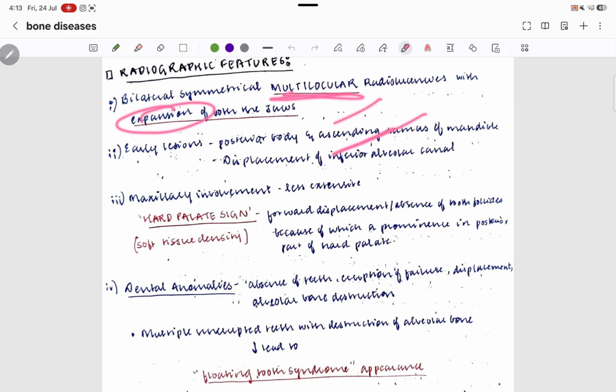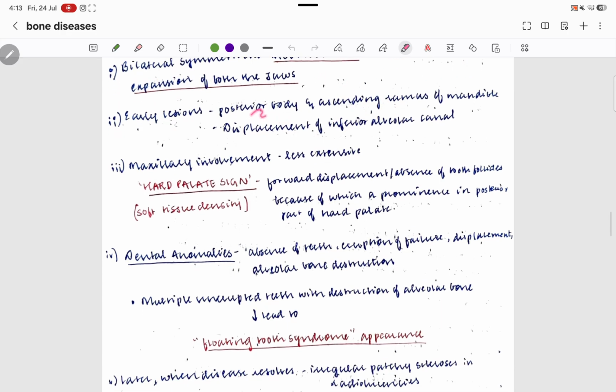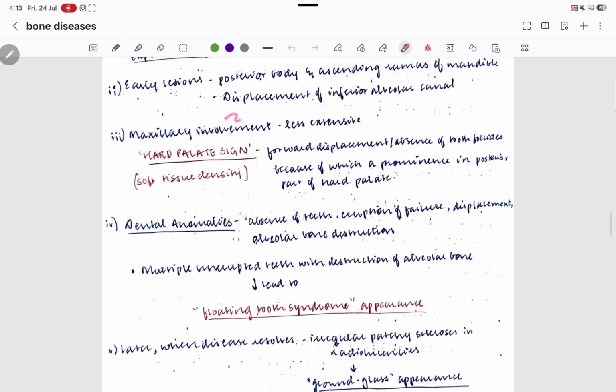We can see multilocular radiolucencies, and we can see the posterior body and ascending ramus of the mandible. Then we can also see a displacement of the inferior alveolar canal. Maxillary involvement is also seen. Then we have something known as the hard palate sign: forward displacement and absence of tooth follicles. So if tooth follicles are absent, there is a forward displacement of the hard palate, and there is a prominence in the posterior part of the hard palate. That is your hard palate sign.